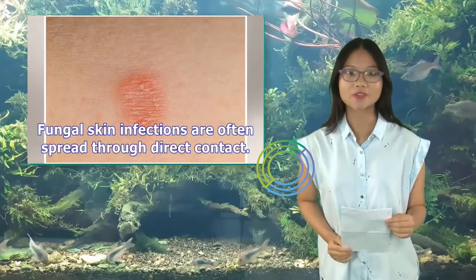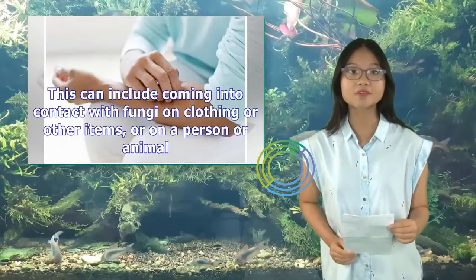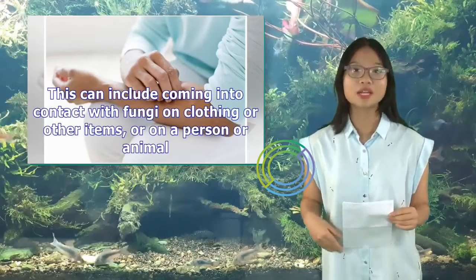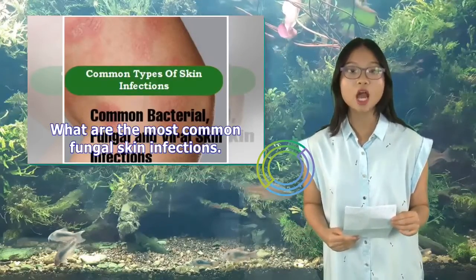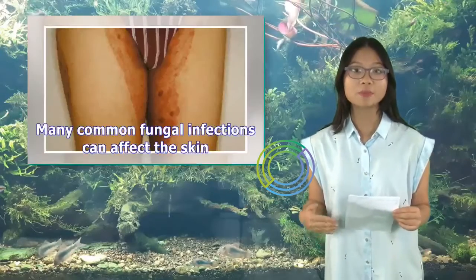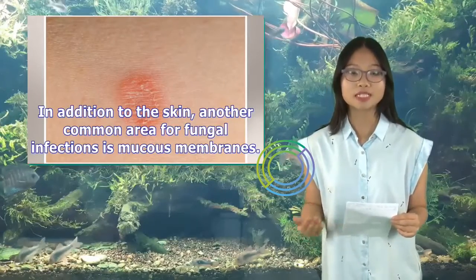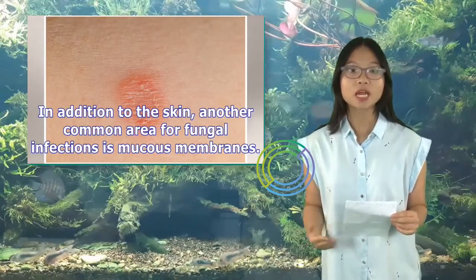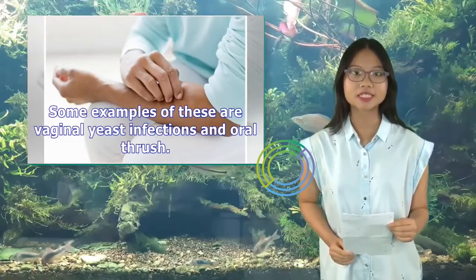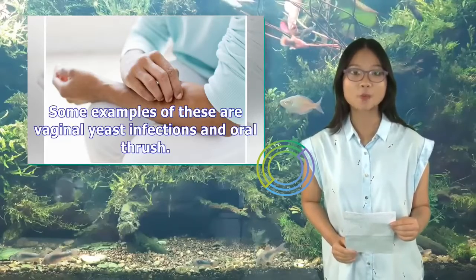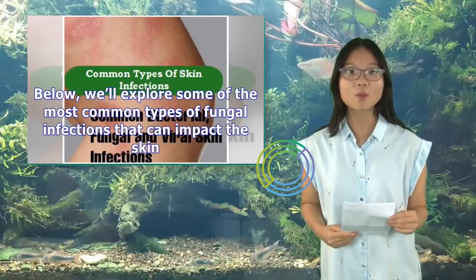Fungal skin infections are often spread through direct contact. This can include coming into contact with fungi on clothing or other items, or on a person or animal. What are the most common fungal skin infections? Many common fungal infections can affect the skin. In addition to the skin, another common area for fungal infections is mucous membranes. Some examples of these are vaginal yeast infections and oral thrush. Below, we'll explore some of the most common types of fungal infections that can impact the skin.